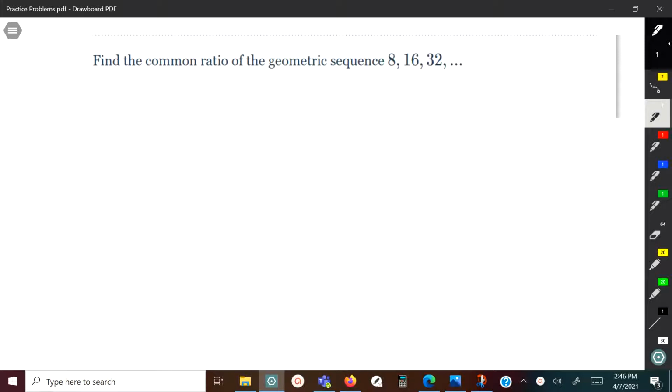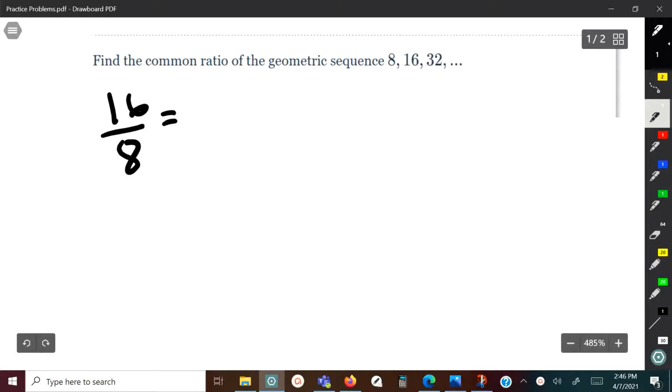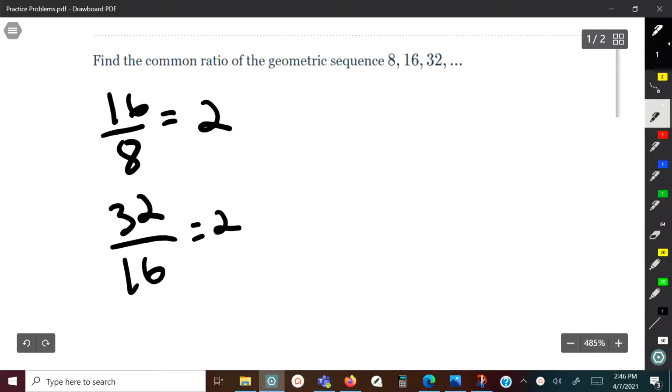Alright, so let's take a look. So we're going to take the second term, which is 16, divided by 8, and you get 2. And just for extra measure, I'm going to do 32 divided by 16, and I get 2. So 2 is the common ratio.